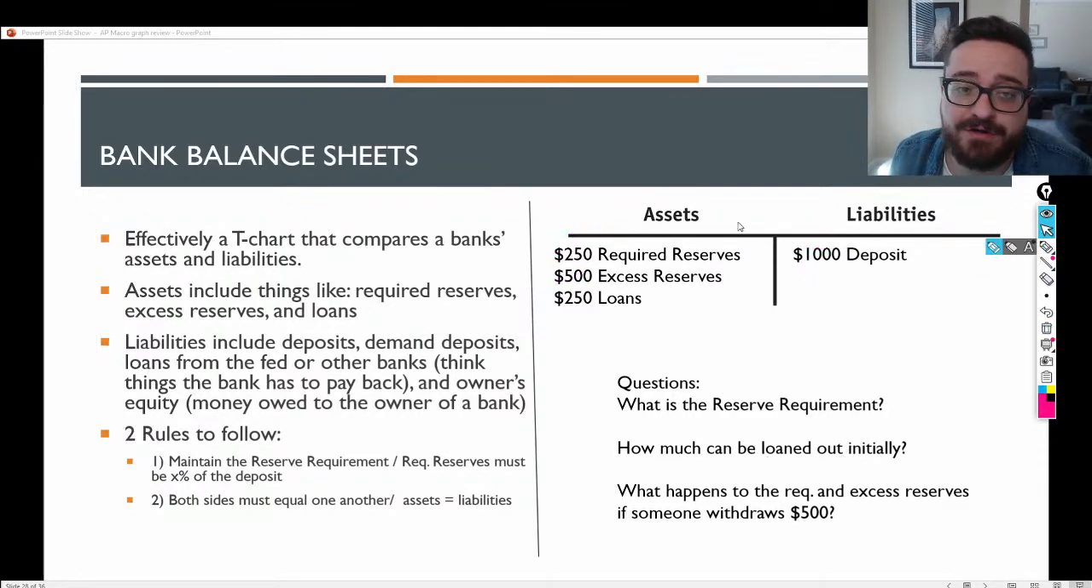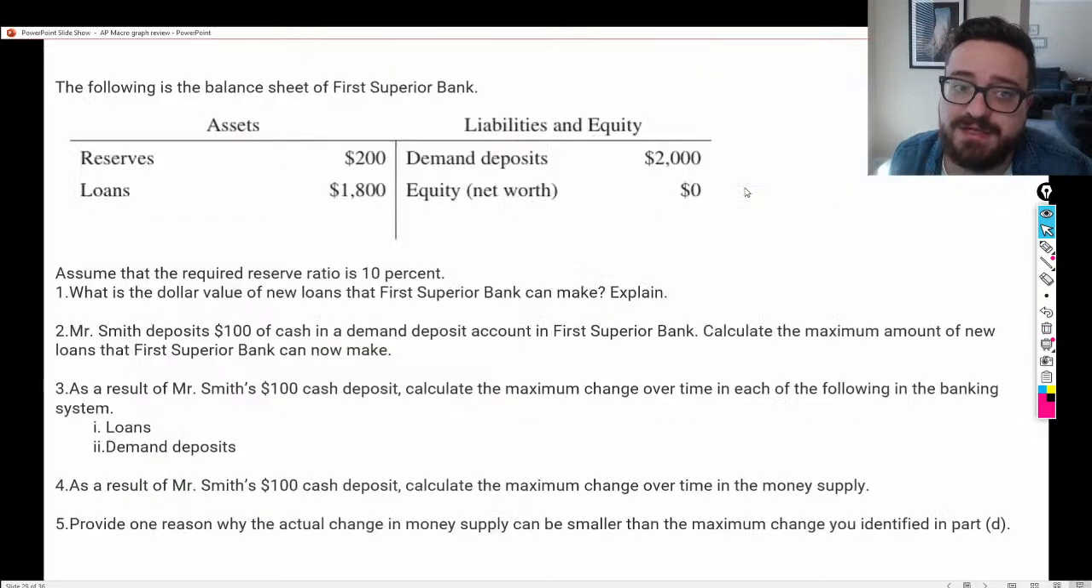But that's not an FRQ. That's just an example. Here's an FRQ, and it's what I would consider one of the harder bank balance sheet FRQs I've ever seen. I can do most of this on this. I don't need my whiteboard for a lot of it.